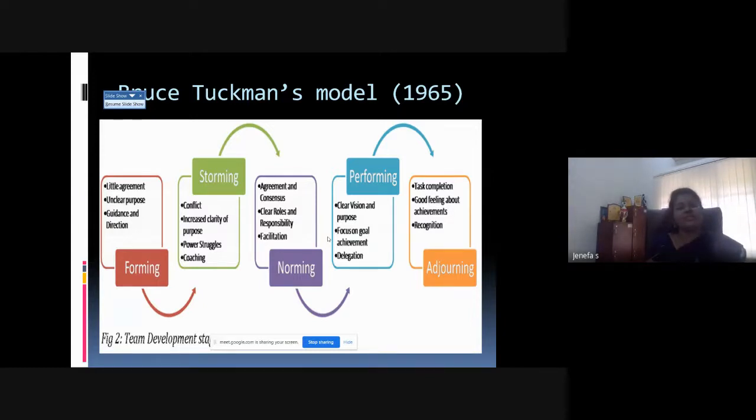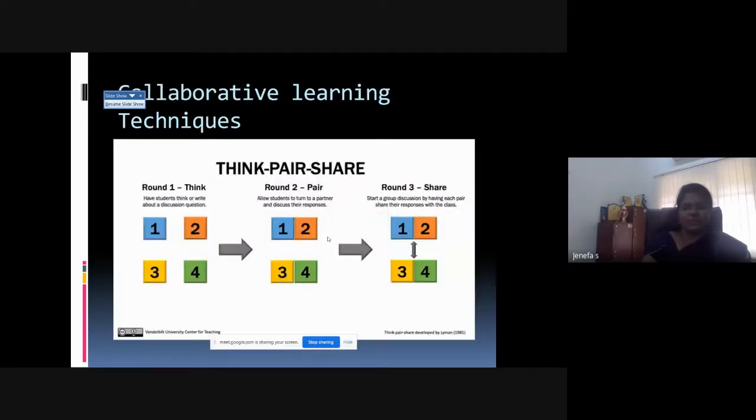We need to understand this group formation when we create a group in collaborative learning. These are some of the collaborative learning techniques. The first one is think, pair, and share. We ask the students, posing some question or giving them a topic, to think and write on a piece of paper what they think about that topic or concept which you have given to the entire class.